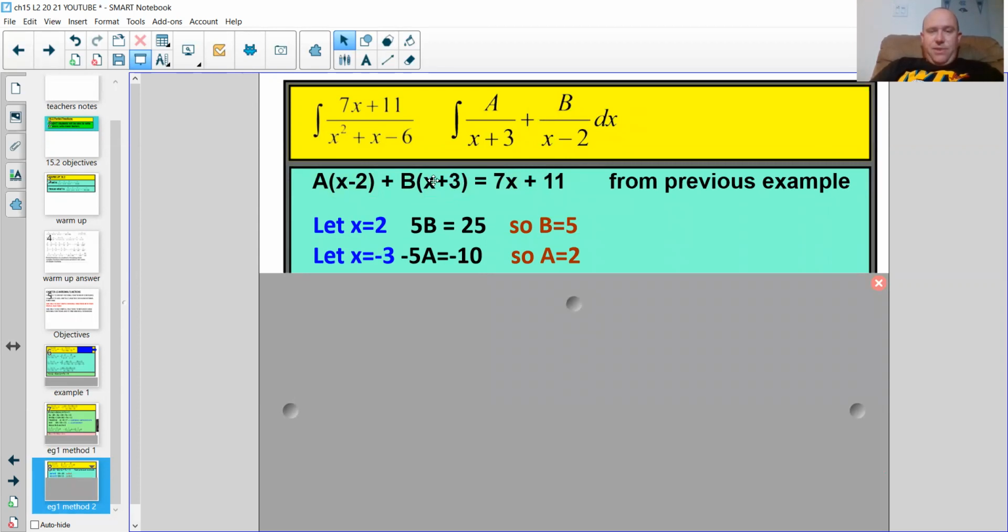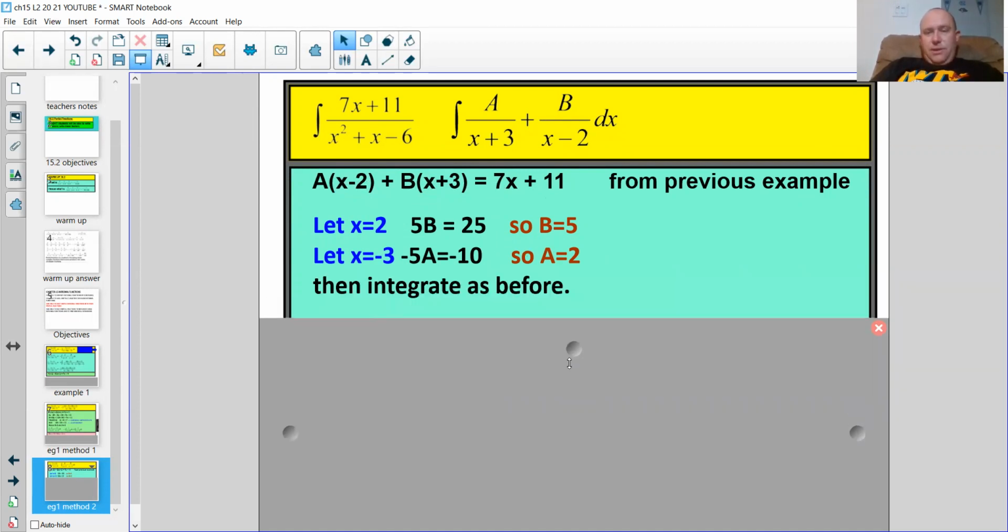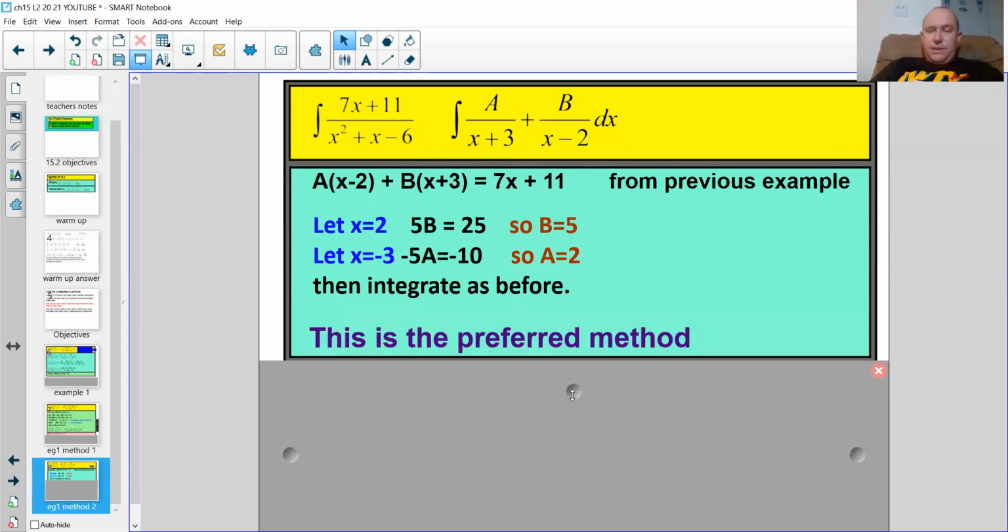And to make the second set of parentheses 0, you would substitute in negative 3. So do the same here. Negative 3 minus 2 is negative 5, a. This is 0. And then substituting into the right-hand side gives negative 10. So that also gives you a equals 2. And then once you have that integral, you can just go ahead and integrate it just like we did previously. So this is by far the preferred method.